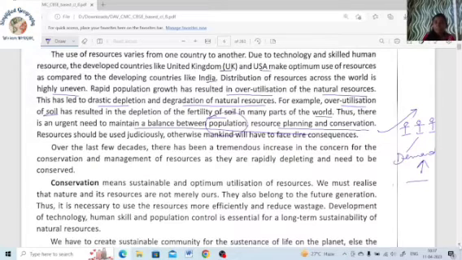Depending upon the population, we need to plan our resources, in what quantity and quality we have the resource, and how to conserve it for future generations. So conservation is also important. Over the last few decades, meaning 10 years, we call 10 years a decade, there has been tremendous increase in the concern for the conservation and management of resources, as they are rapidly depleting and need to be conserved.